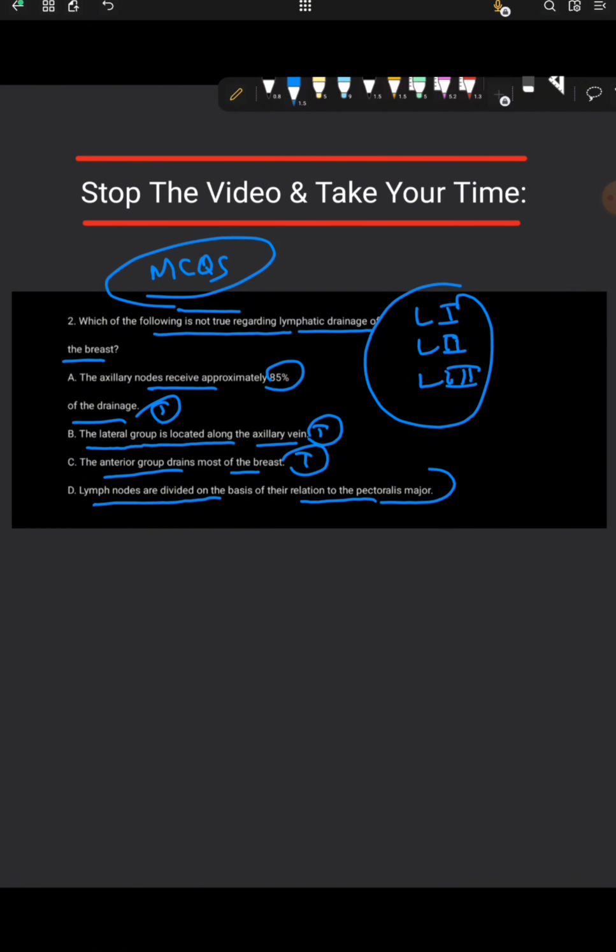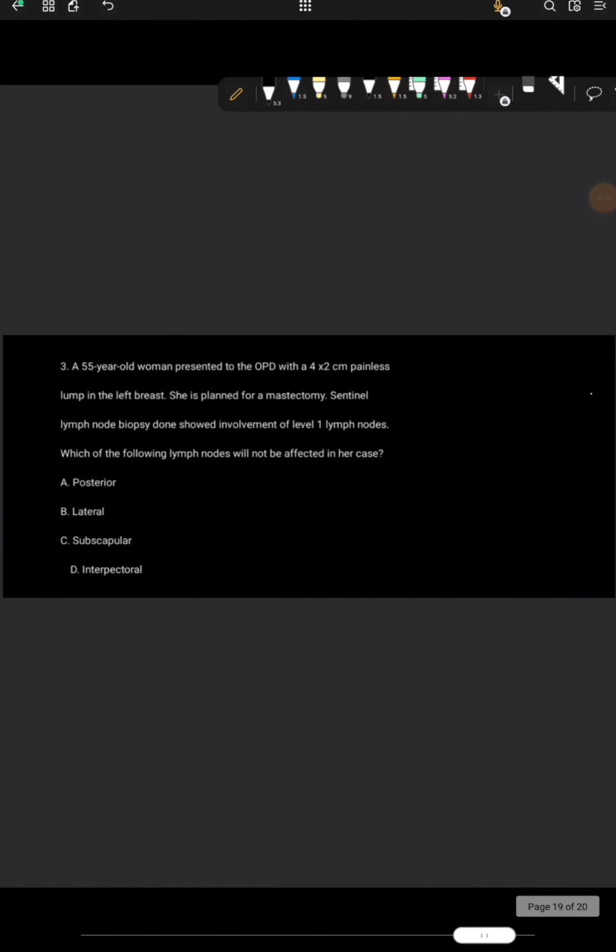So is it true or not? No, it is false, because it is in relation to the pectoralis minor, right? Level 1, level 2 and level 3 are all related to the pectoralis minor. So this is the answer. Now the second one.